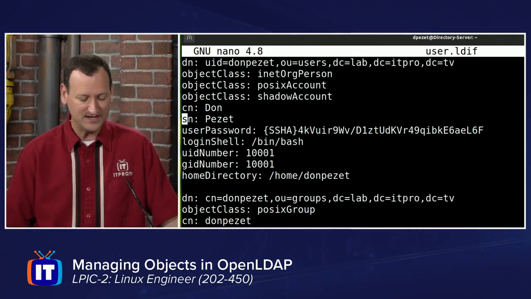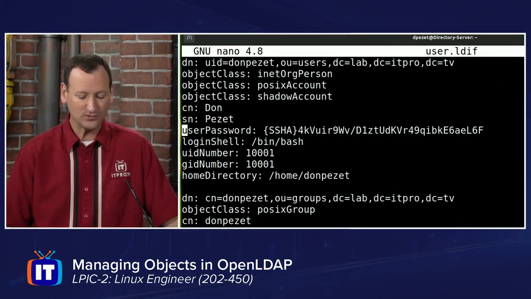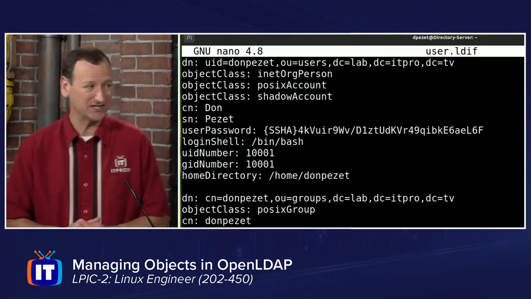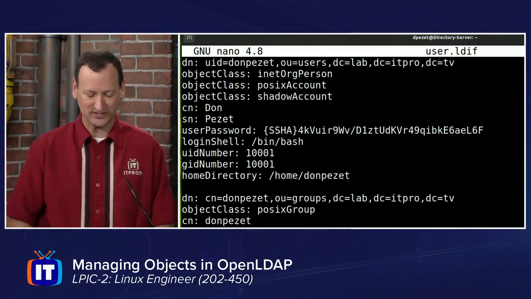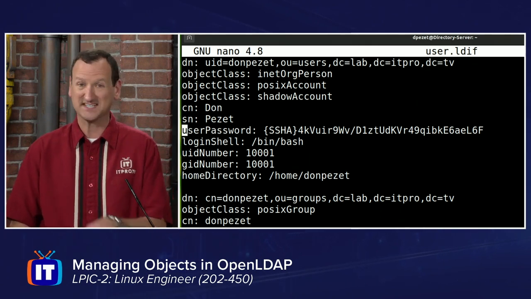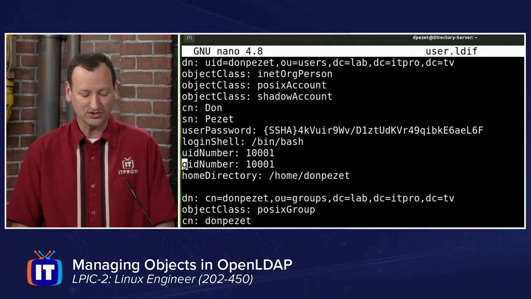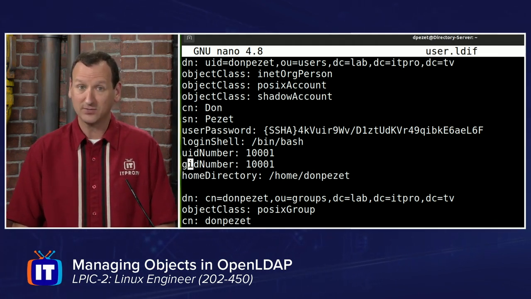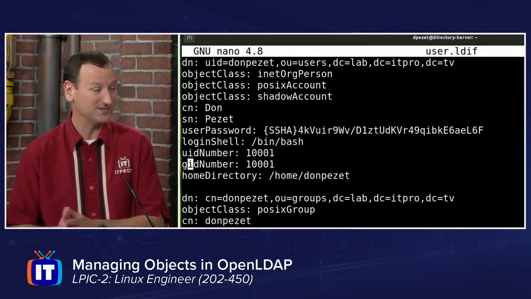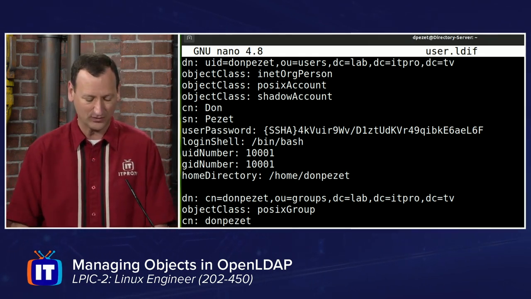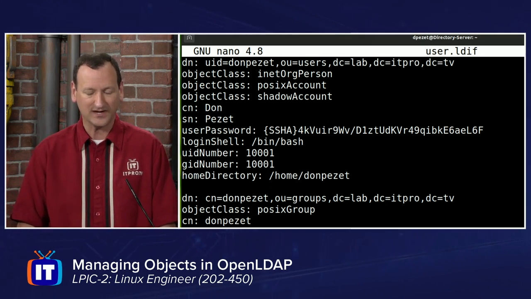Then I've got my common name of Don. I've got my surname, Pizzette. I've got my user password, and oh, the user password, that's a tricky one. We actually have to generate that. I'll do it in just a moment, but you'll see it's a hash. The login shell, the user ID number, and the group ID number, you'll see I've set them to 10,001. That's from the last episode where we set where our minimum was going to be. And a home directory, right?